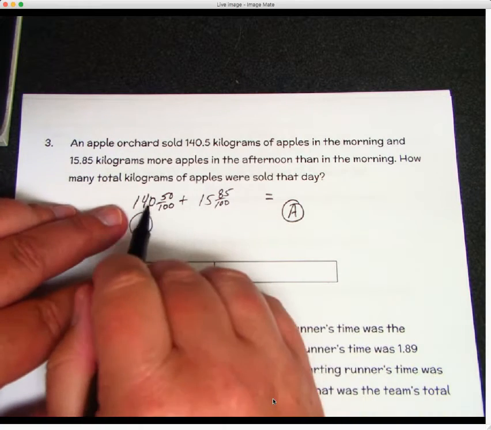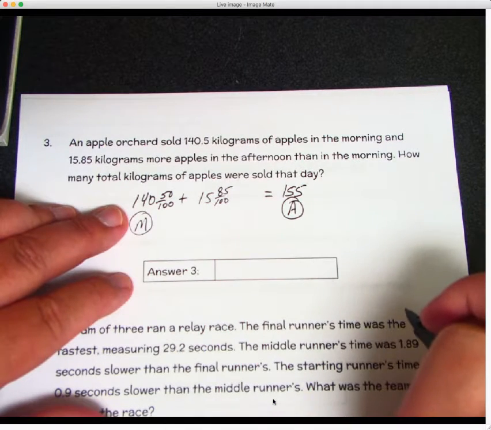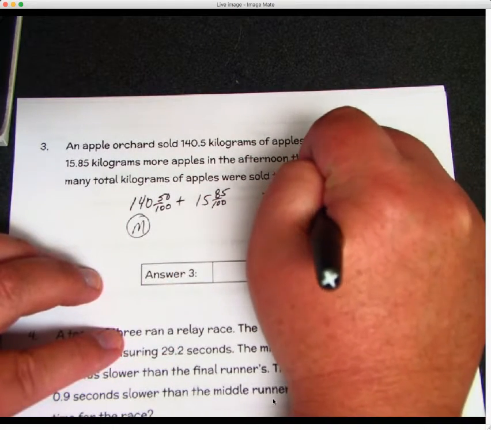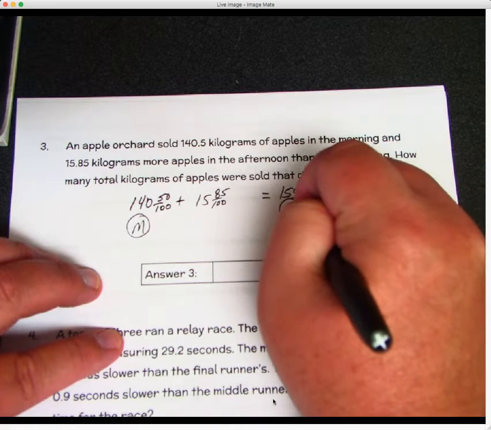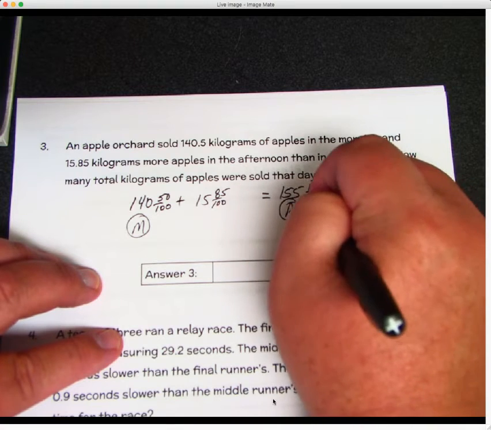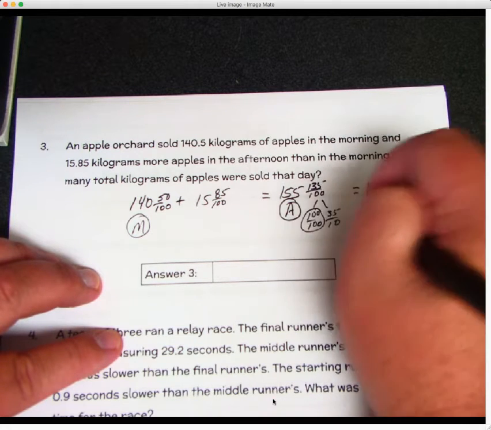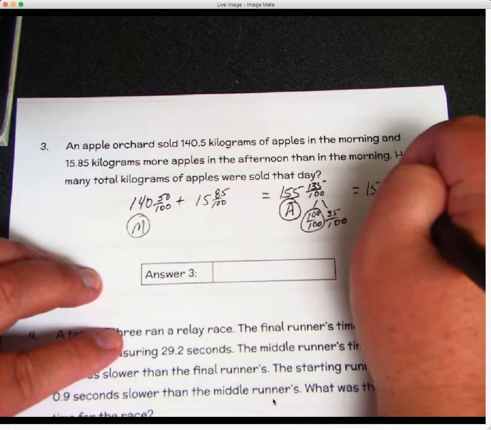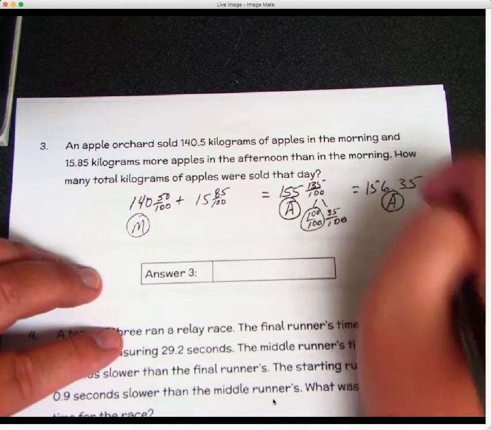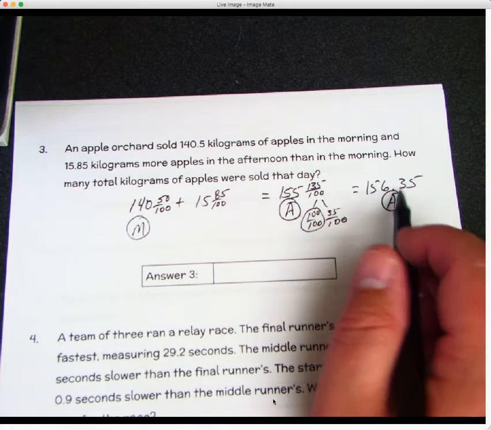So let's add our whole numbers first. 140 plus 15 is 155. 50 hundredths plus 85 hundredths is 135 hundredths. We've got to decompose that. 100 hundredths and 35 hundredths. So that's one more. So 155 and one more would be 156 and 35 hundredths. But that's not the answer. That's how much they sold in the afternoon. They sold this much in the morning. They sold this much in the afternoon. How much were sold in all?